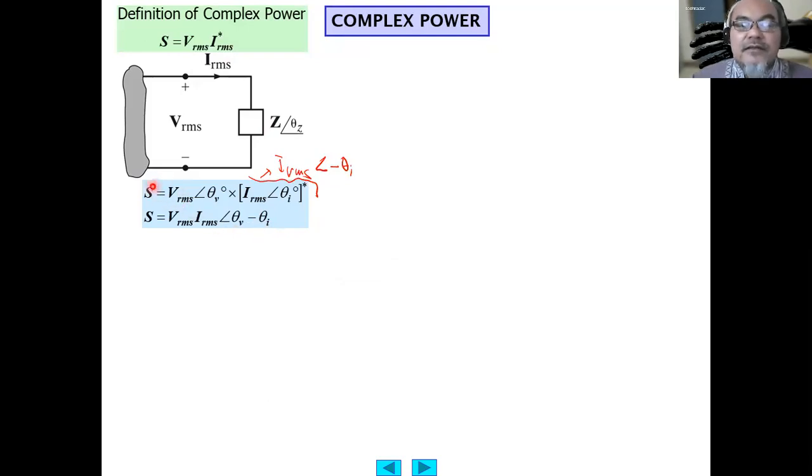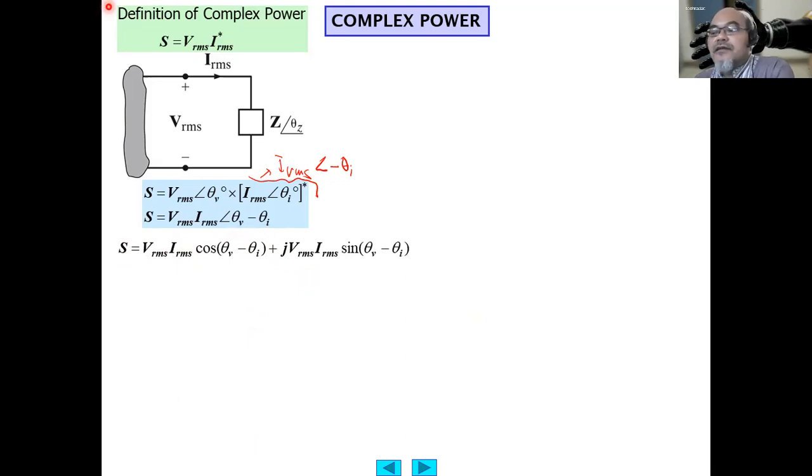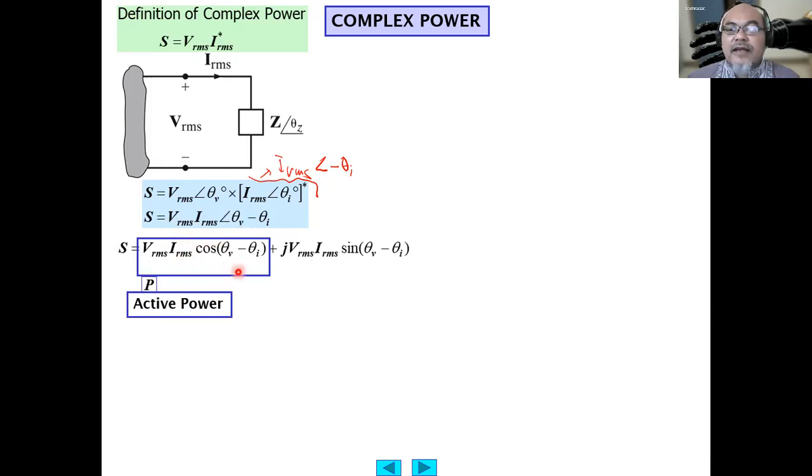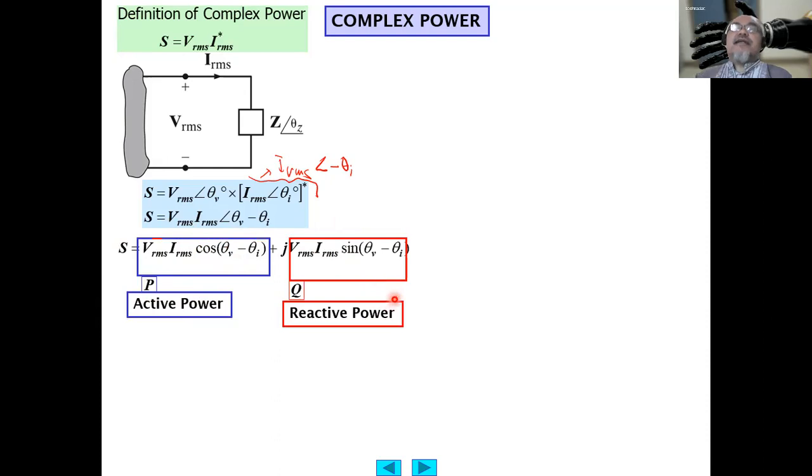Then it means S will be equal to VRMS times the magnitude IRMS, having now the phase angle theta V minus theta I. Since this is complex, when we transform from this phasor format into complex notation, the real component will be VRMS times IRMS times cosine of theta V minus theta I, plus the imaginary part, or j times VRMS IRMS sine theta V minus theta I. The real part is the active power, while the imaginary part becomes the reactive power, Q. The active power P and the reactive power Q.